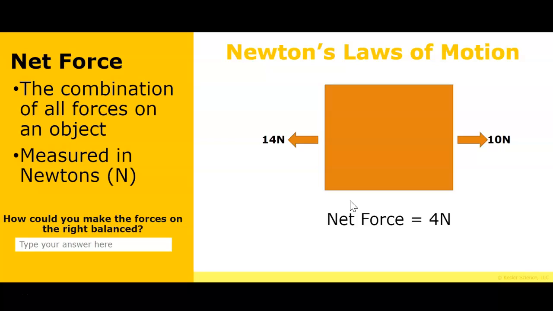The net force is a combination of all forces on an object. We have 14 newtons going to the left and 10 newtons going to the right. So we would take 14 minus 10, and the net force would be 4 newtons. So it asks how you can make the forces on the right balanced. You would have to add 10 newtons to the right to make that balanced.